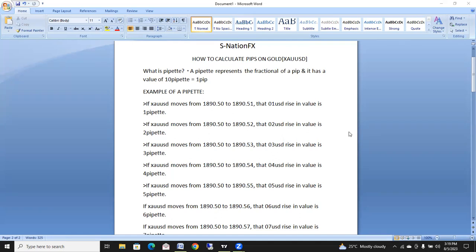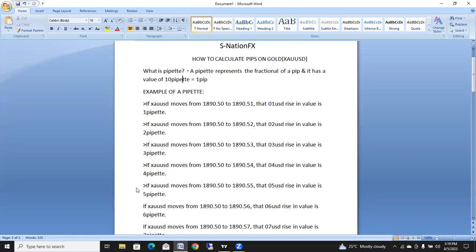And if gold moves from 1890.50 to 1890.52, that 0.2 USD rise in value is 2 pipettes. And if gold moves from 1890.50 to 1890.53, that 0.3 USD rise in value is 3 pipettes. And if gold also moves from 1890.50 to 1890.54, that 0.4 USD rise in value is 4 pipettes.